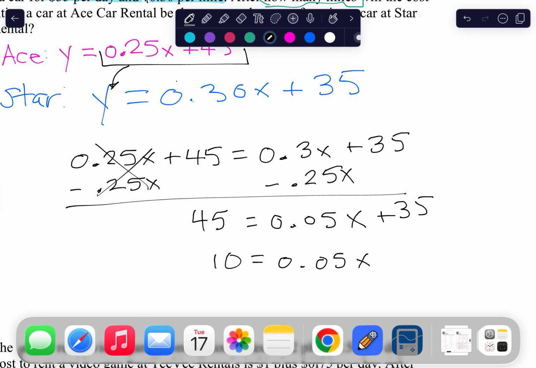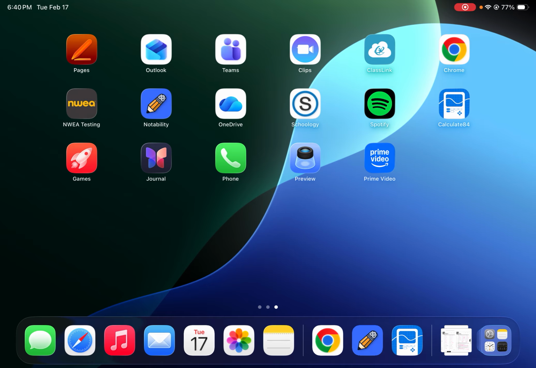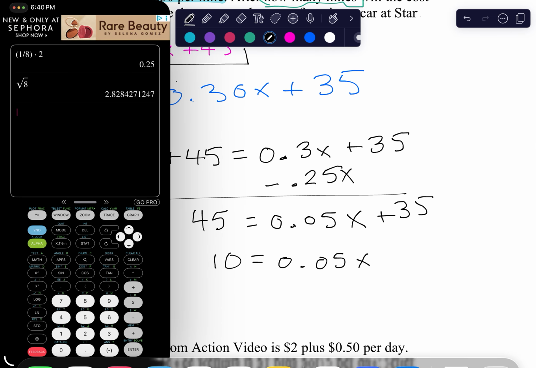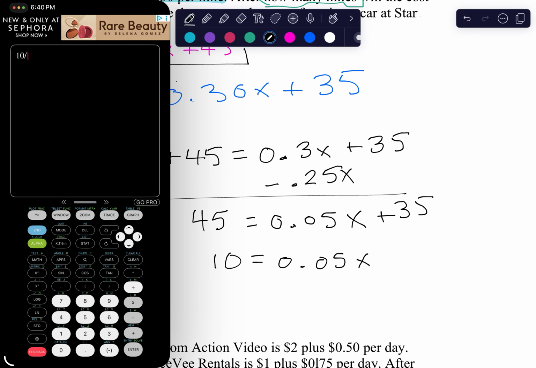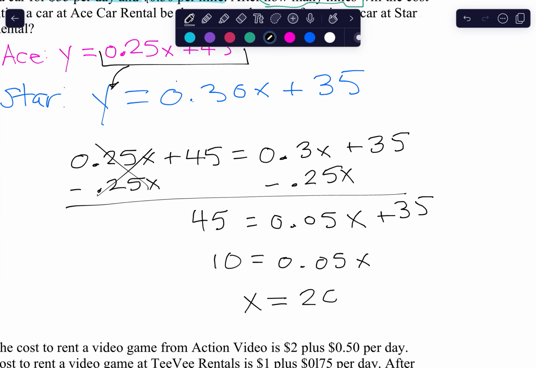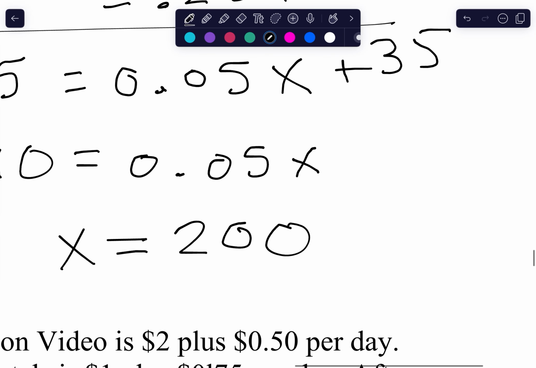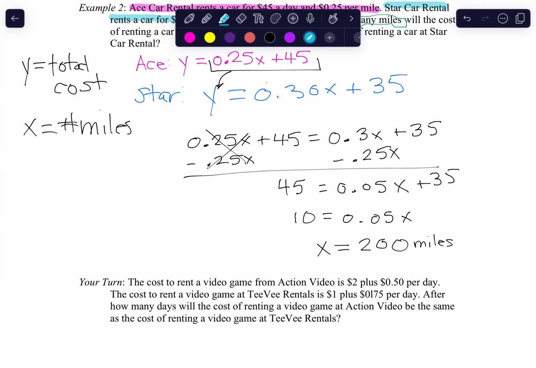0.05x. And let's bring this calculator up. Oh my goodness. So we get 10 divided by 0.05. Wow, so x is 200. Now remember, we said x was miles, so 200 miles is how far somebody would have to travel to make the cost be the same no matter which company you chose. Okay? And we could get into this a little more and determine which one is cheaper for less than 200 miles and which one is cheaper for more than 200 miles, but that's for another time.